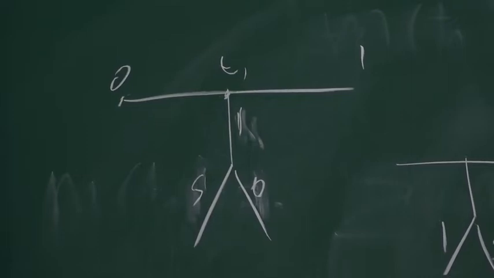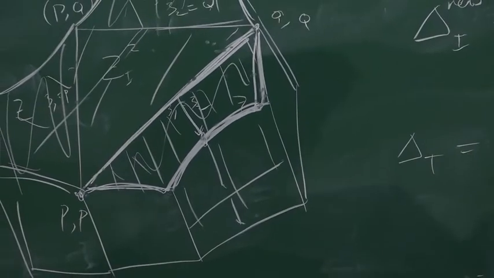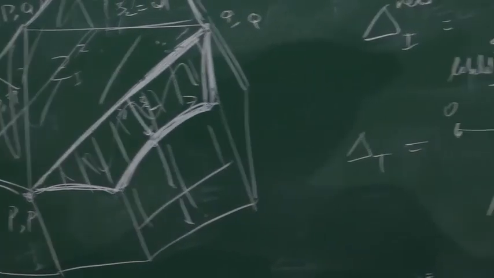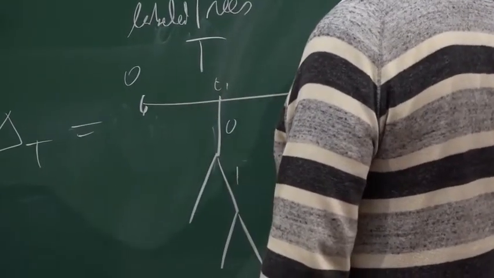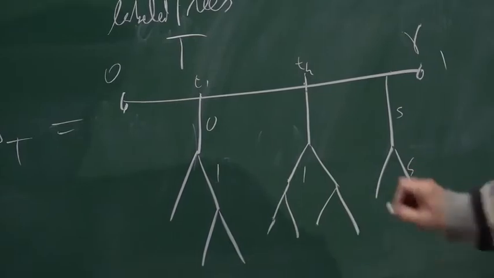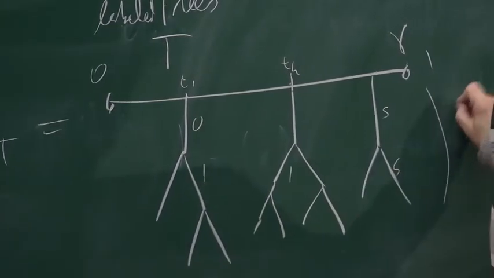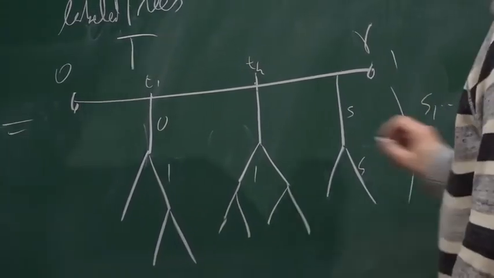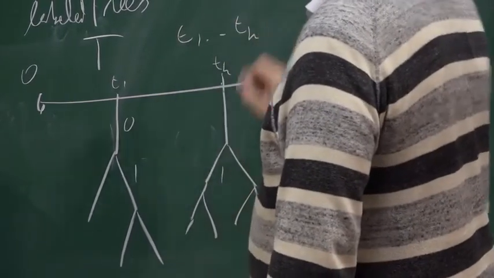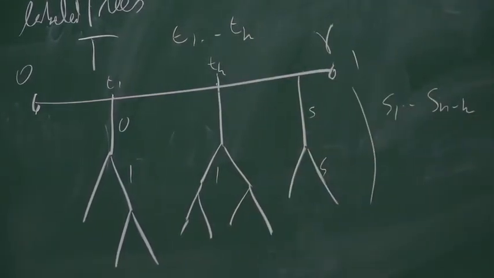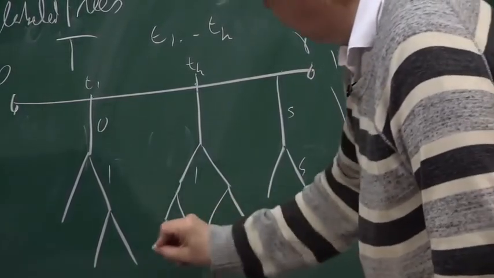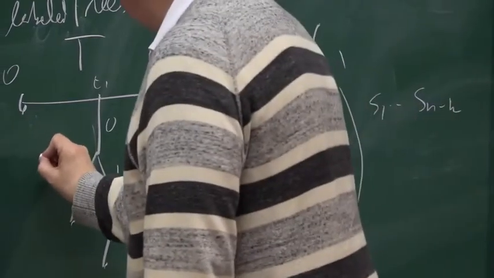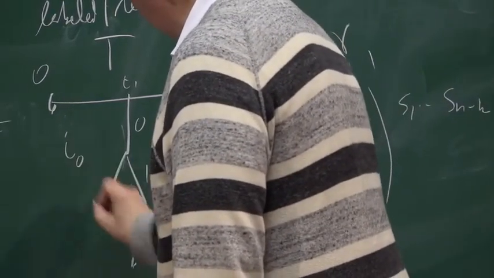And the picture on labeled trees is we have a tree labeled with 0, 1, or some variable s, and the top edges are labeled T1 up through Tk. And so there are going to be variables S1 up through Sn minus k. The variables are T1 up through Tk. Okay. And the image of this diagram is labeled by the indices in the regions of the diagram.